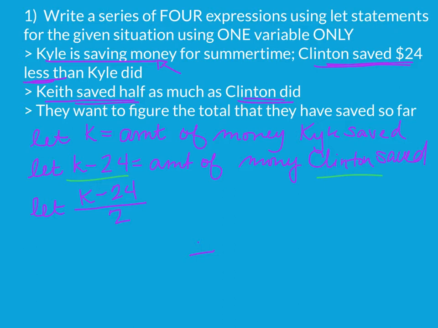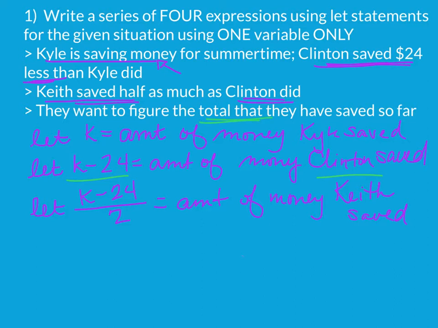Some of you are still writing this. I remind you, you are in 7th grade and we don't write division like that anymore. So here we are. Let K minus 24, or the quantity of K minus 24, divided by 2 equal the amount of money Keith saved.